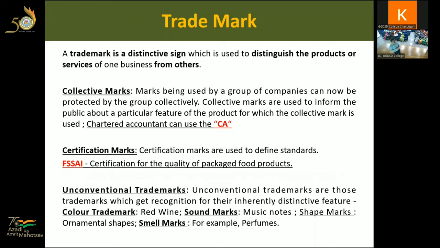Another important aspect of intangible assets is trademark. A trademark is a distinctive sign which is used to distinguish a product or service from the competitors. For example, chartered accountants write CA in front of their name. It is a registered mark. When you are purchasing a product, particularly an eatable product, you see a certification of the FSSAI. These are basically the marks which are used.